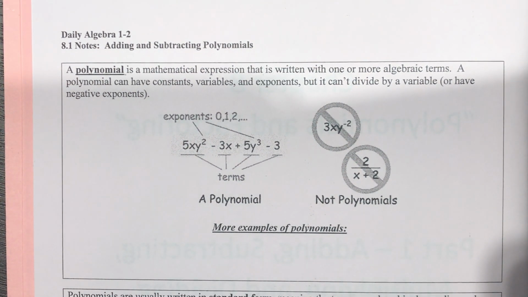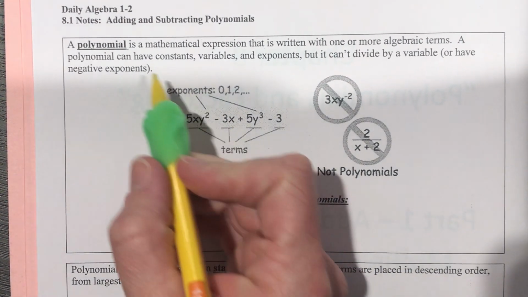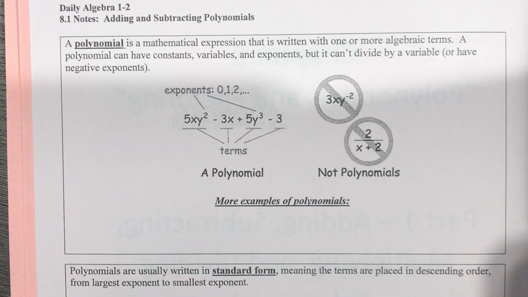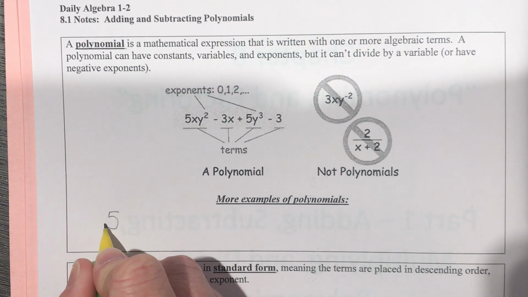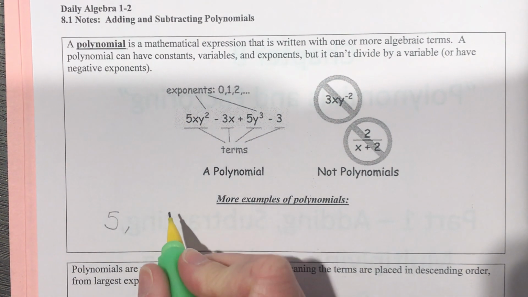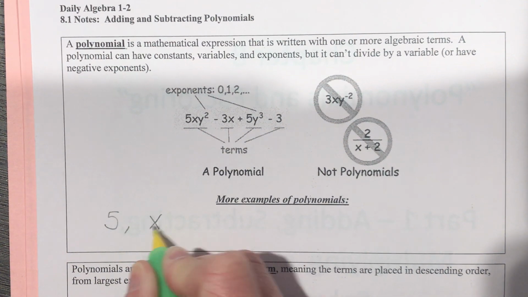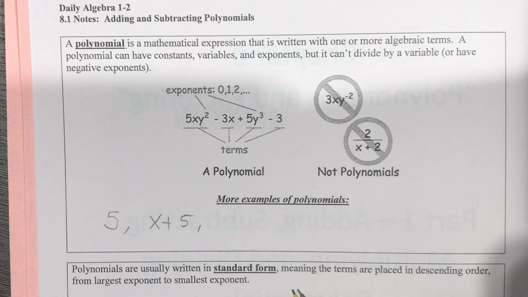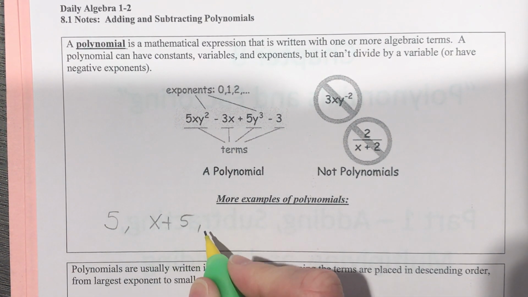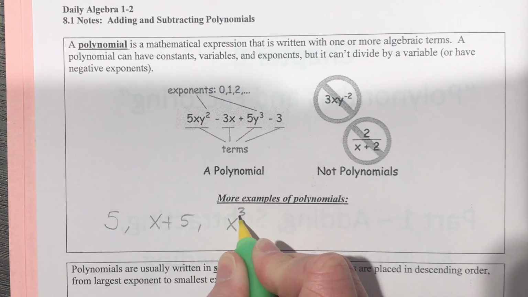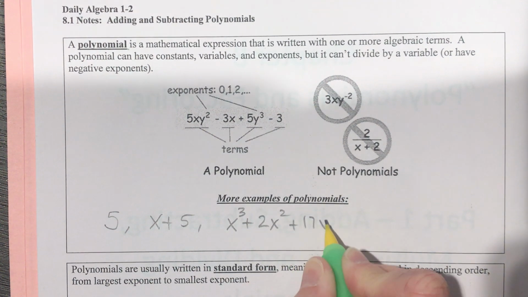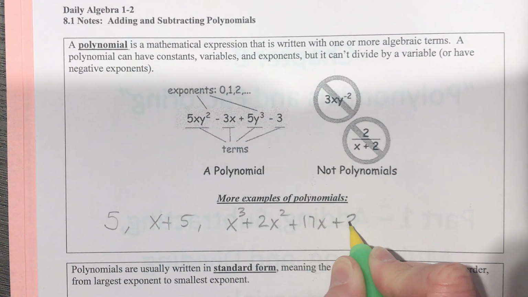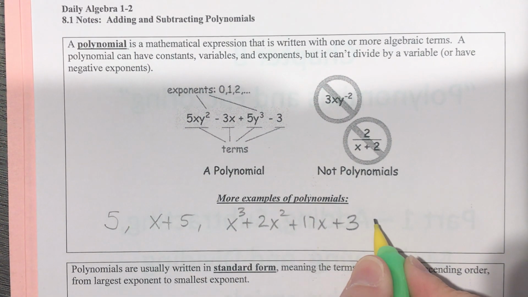Now, some other examples of polynomials could be just a number term. So it says constant here. An example of that would be something like the number 5. Another example would be something that starts with some letters, so maybe an x plus 5. Or you may have more than two terms. You may have a lot of terms, so something like a cube term plus a square term plus a linear term and then plus a number. That could be a different example.